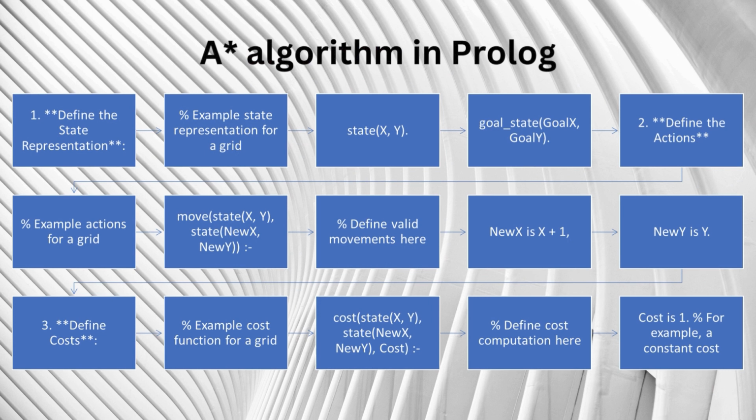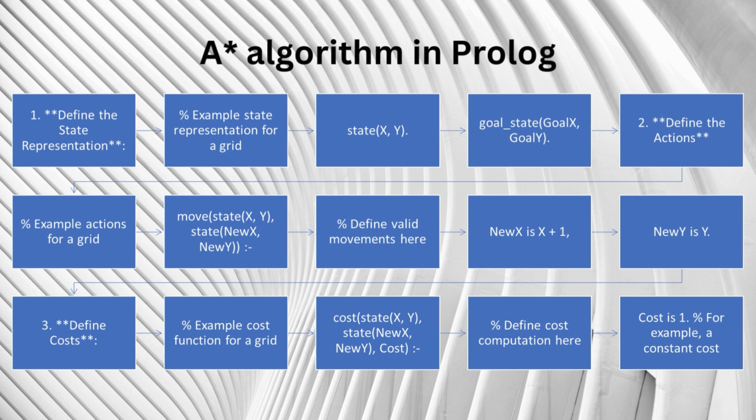Next step is define the actions. Define the actions or transitions that can be applied to move from one state to another. These actions should be represented as predicates. For example, actions for a grid: move(state(x, y), state(new x, new y)) :- define valid movements. Here new x is x plus 1 and new y is y.